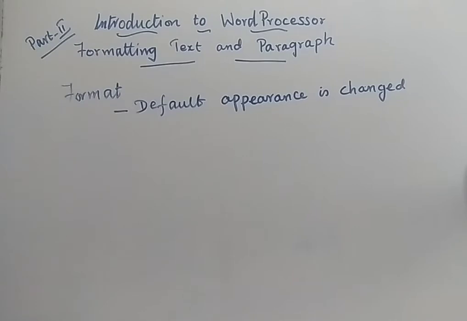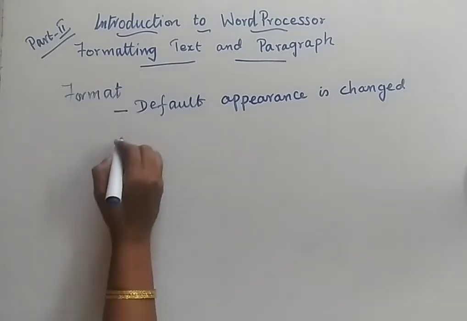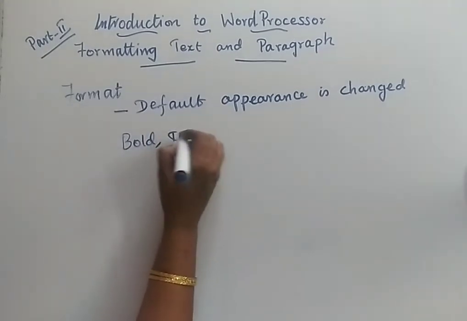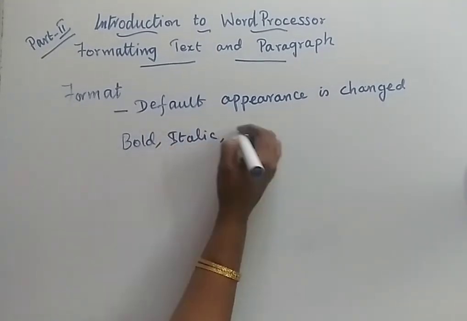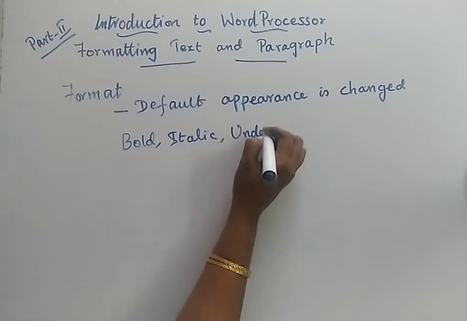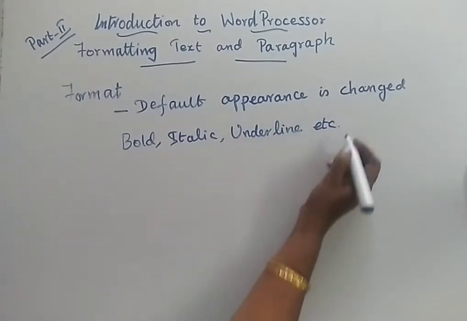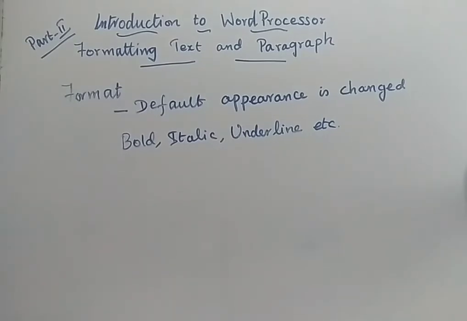Tell me what simple formatting options are available that you are familiar with. Simple formatting like bold, italic, and the next one, underline. These are the things you are familiar with. There are many, but these 3 you are familiar with. These are the simple things you can apply to your text.